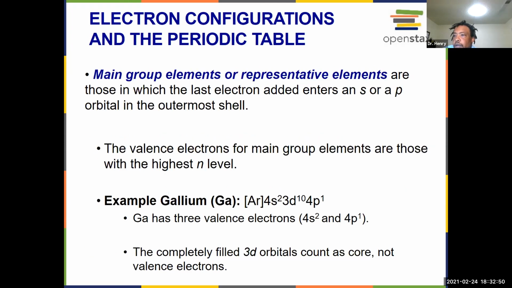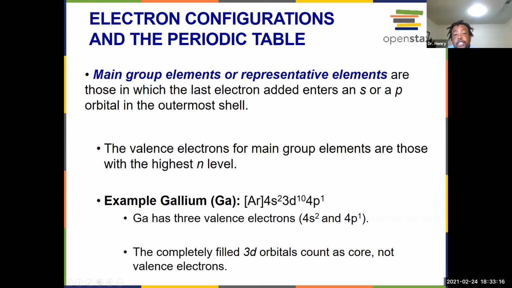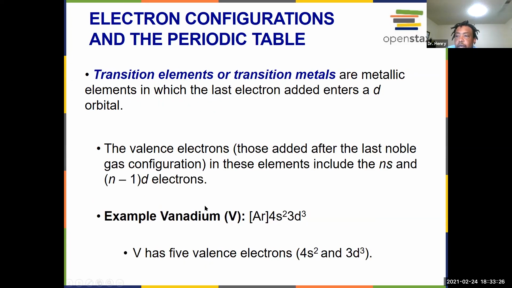So let's see. Here we have gallium, right? So gallium, in this case, the core is going to be argon. Then we have 4s2, 3d10, 4p1. So how many valence electrons do we have? Three. We have three because the D shell is completely full, and so that's considered to be part of the core. Okay.